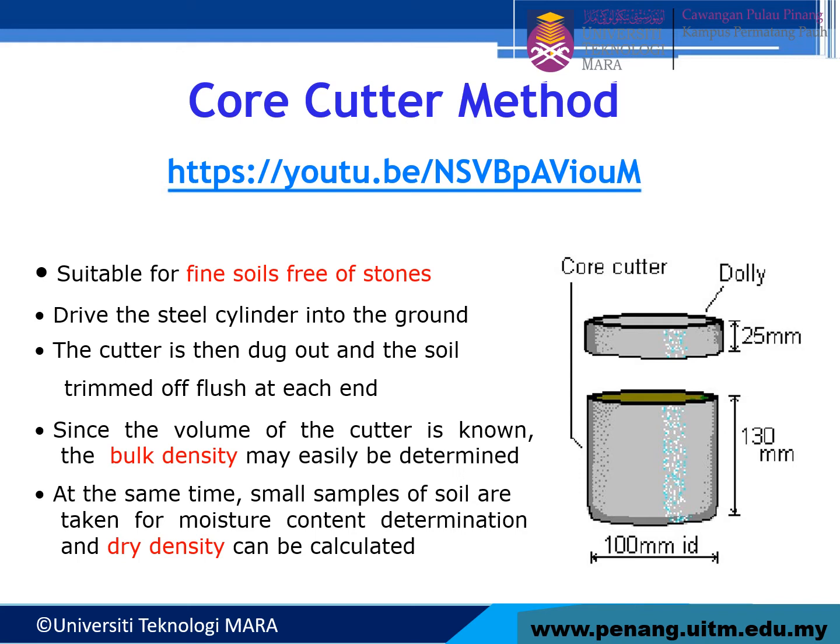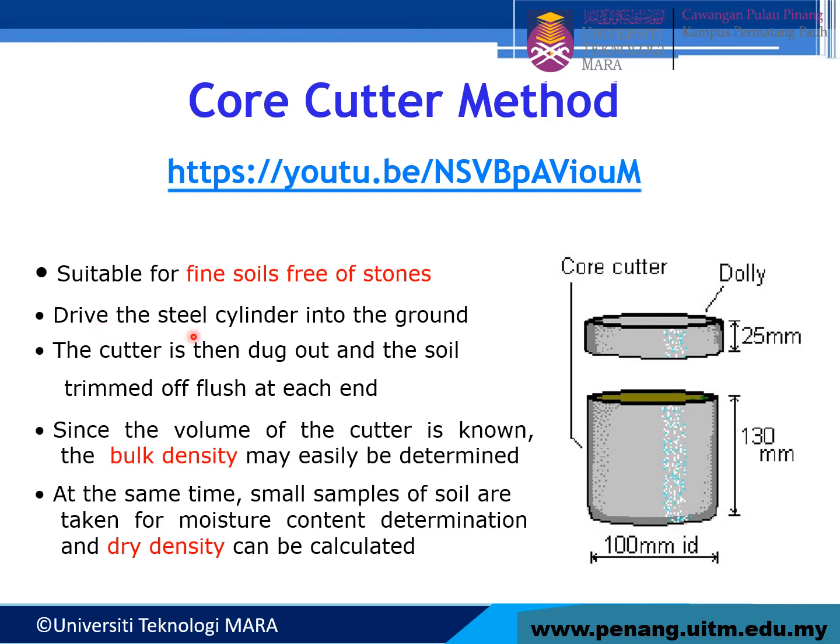Alright, so second method is the core cutter method. You may refer to this link for how the test is conducted. The test is suitable for fine soil free of stones, because the core cutter method is very simple, and we just drive the apparatus into the ground. That means no stones are allowed. If there are stones or very hard soil, it's hard for us to drive the steel cylinder. So this one is suitable for fine soil free of stones.